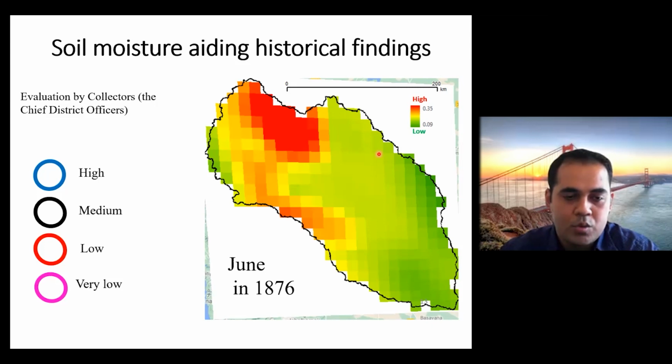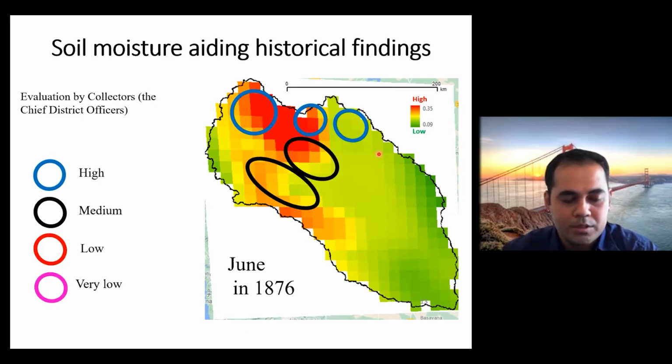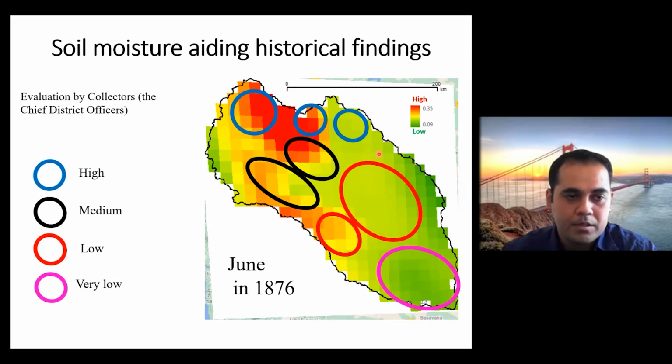This slide shows the soil moisture content provided by the model output on the right side. The red color shows high soil moisture, and the green color shows low soil moisture. And on the right, you can see there are some circles. These were the data obtained from records provided by the chief district officers for June 1876. The blue color here shows the high agricultural outputs, which corresponds well with the high soil moisture. The medium color shown in black shows lower production or yield, and the soil moisture is also relatively lower. And for the low, shown in red circles, the soil moisture content is also very low. And for the green part, where the soil moisture content is the lowest, the productivity or agricultural yield was also very low.